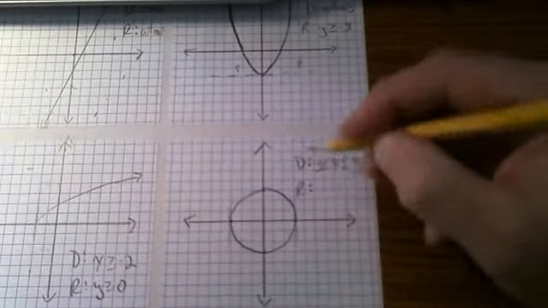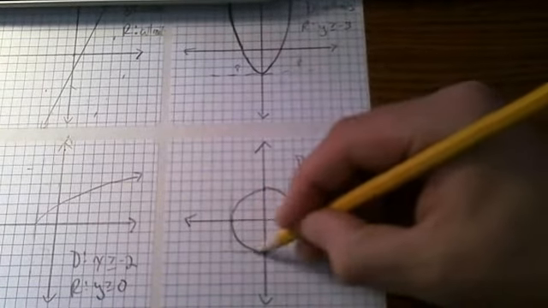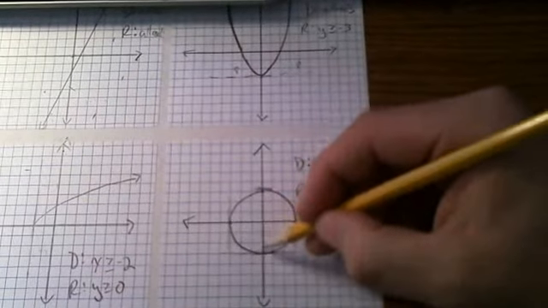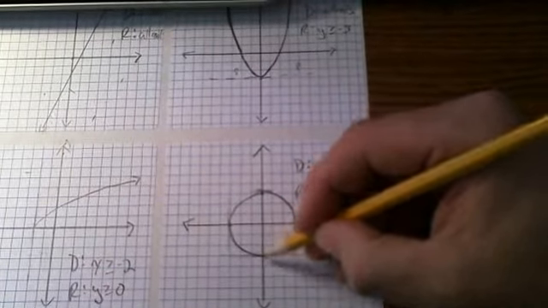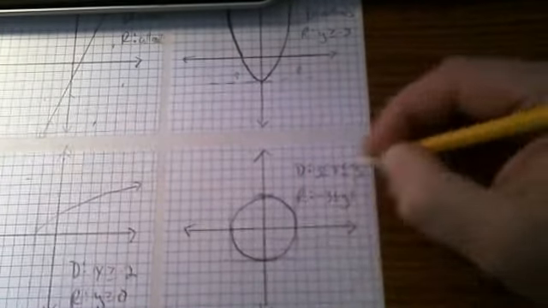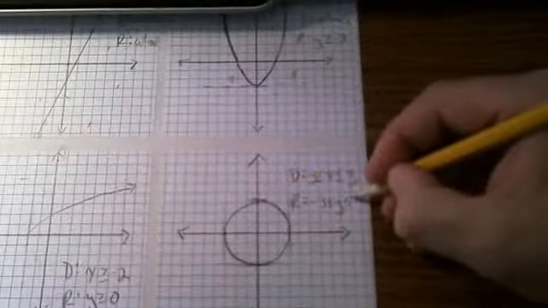The range, now we're talking about top and bottom. The lowest it can reach is right here. Highest it can reach is right there. So the lowest it can be is -1, -2, -3, less than or equal to y, less than or equal to 1, 2, 3.